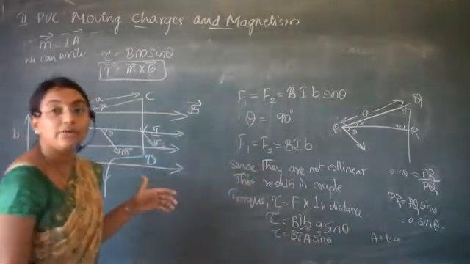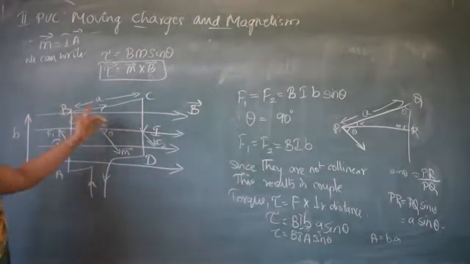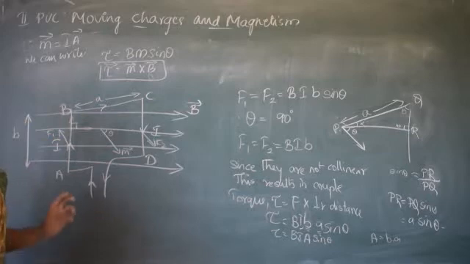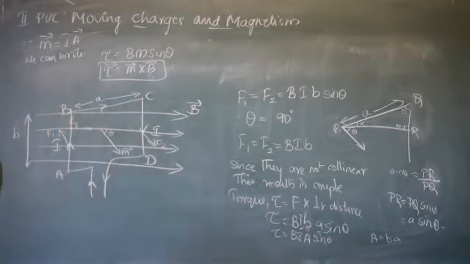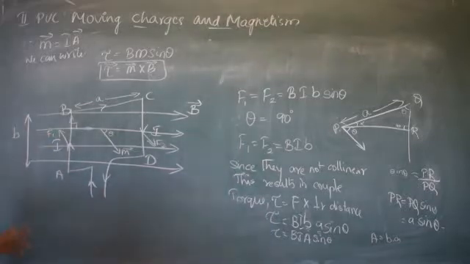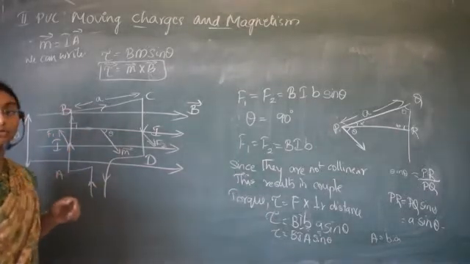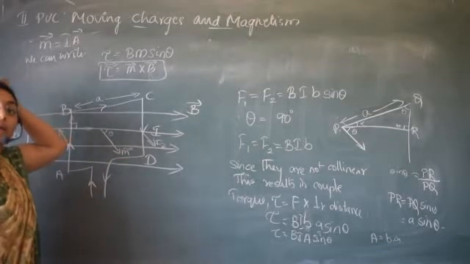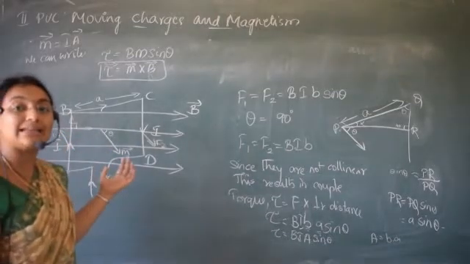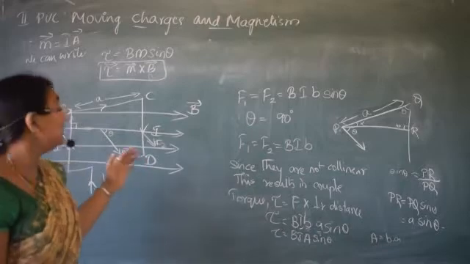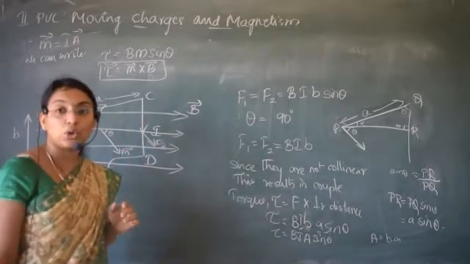What we have done? We have considered a rectangular coil ABCD having the length a, breadth b, carrying the current I. Theta be the normal drawn to the surface, and B be the uniform magnetic field acting on the rectangular coil.